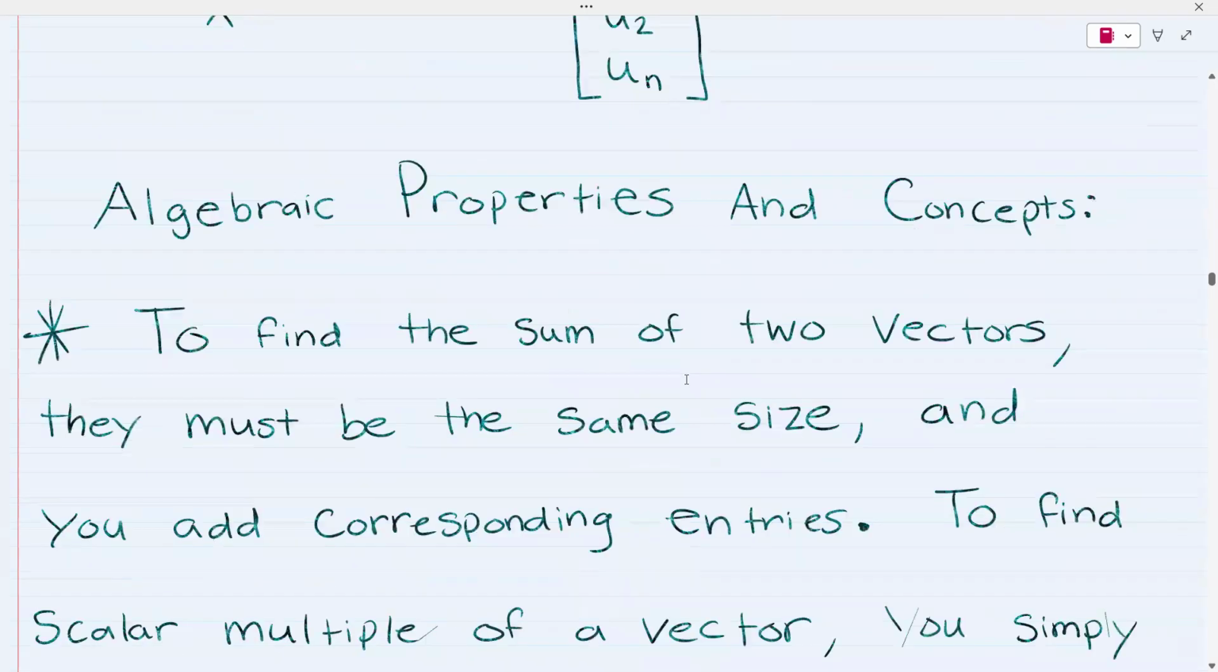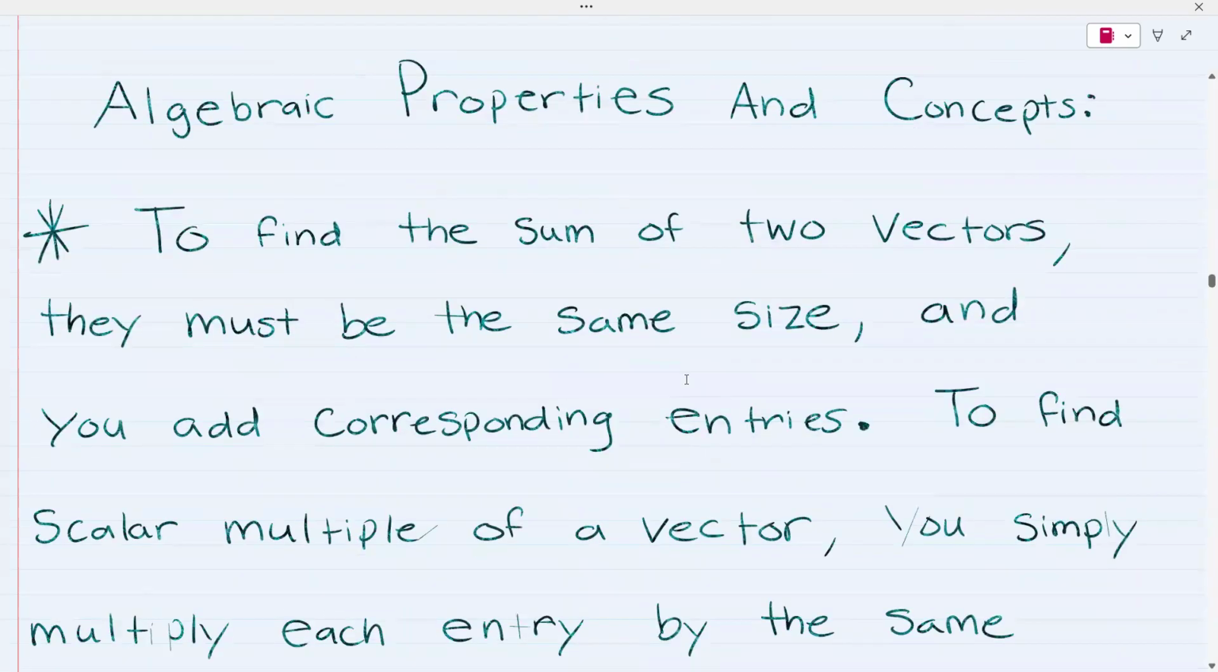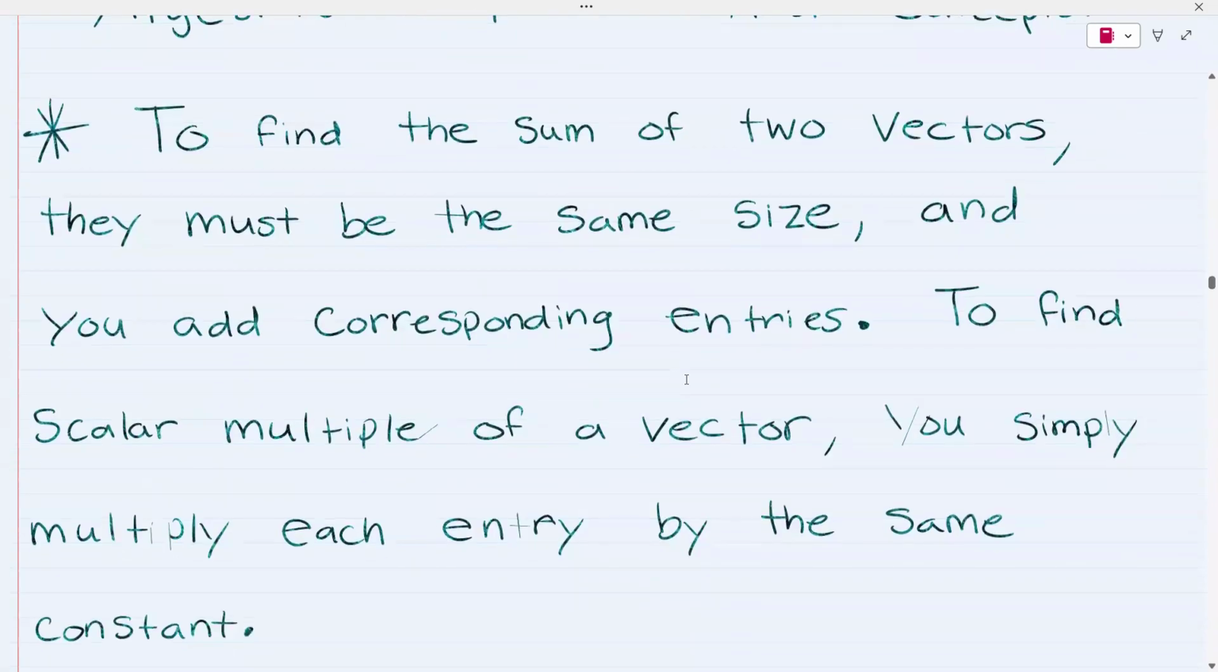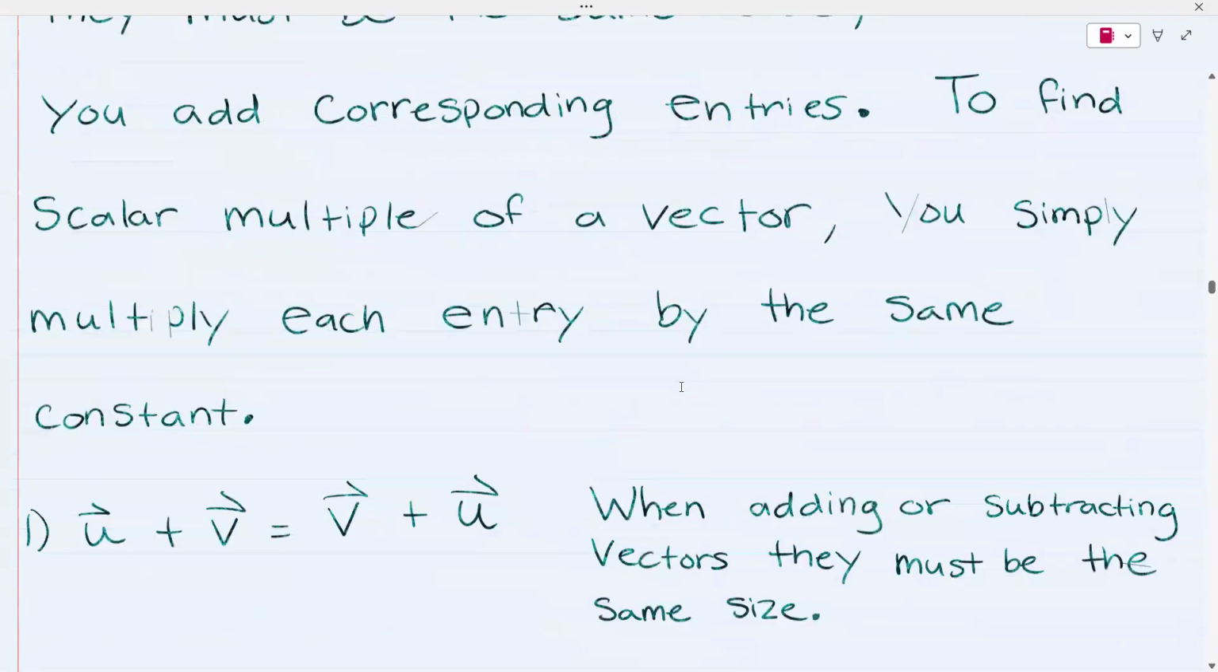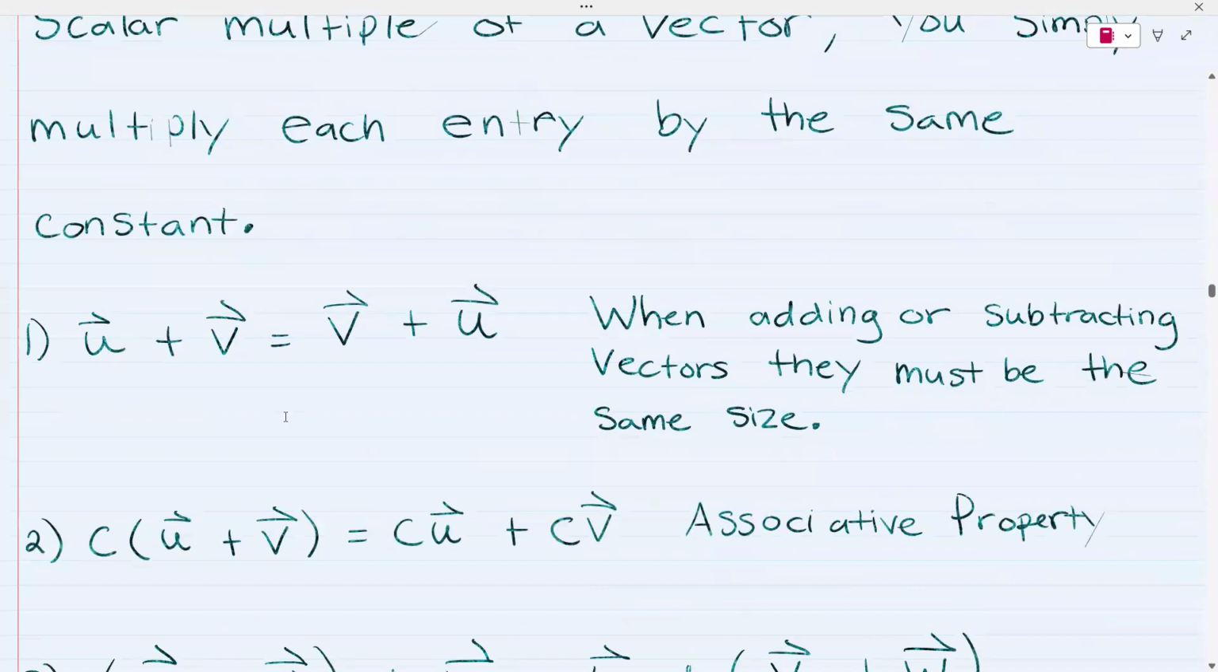Algebraic properties and concepts. To find the sum of two vectors, they must be the same size. That applies to adding and subtracting vectors. They have to be the same size, and you add the corresponding entries. To find the scalar multiple of a vector, you simply multiply each entry by the same constant. So here are some properties. Vector u plus vector v can also be expressed as vector v plus vector u. And when you're adding and subtracting, they must be the same size.